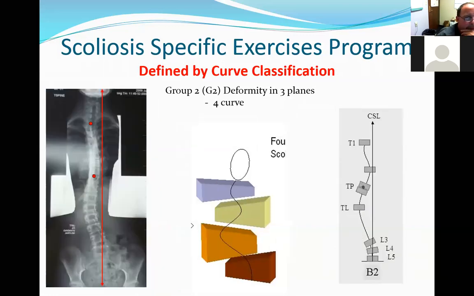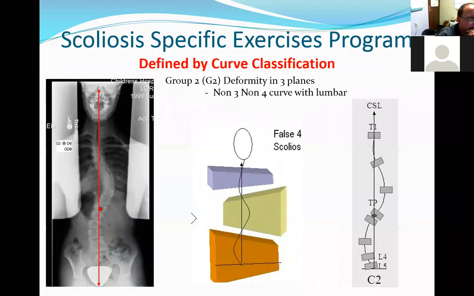Here's another 4 curve. This is a different radiological classification. You can see they're a little bit further away from that central sacral line with the T1 and the transition point. So there's probably a little bit more shifting of that pelvis going on. And then we're also looking for, again, counter tilting. Typically you'll see that counter tilt. You can kind of see it in this image up here as well. You can see that counter tilt down there at I believe L3, L4, maybe even L4, L5, but definitely L3, L4.